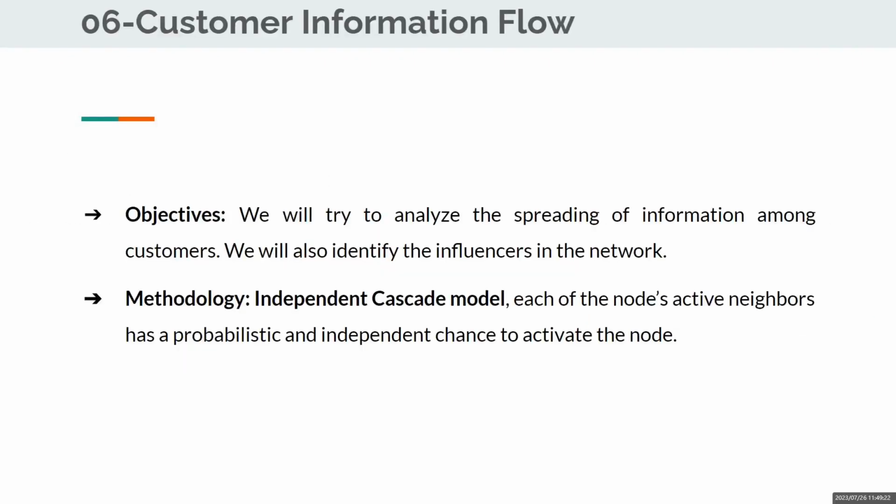In this section, we will proceed with customer information flow analysis. We try to analyze the spreading of information among customers and identify the influencers in the network to enhance customer experience and decision-making in the banking sector. The methodology employed is the independent cascade model, which simulates information diffusion in the network and allows nodes to influence their neighbors with a certain probability at each time step.